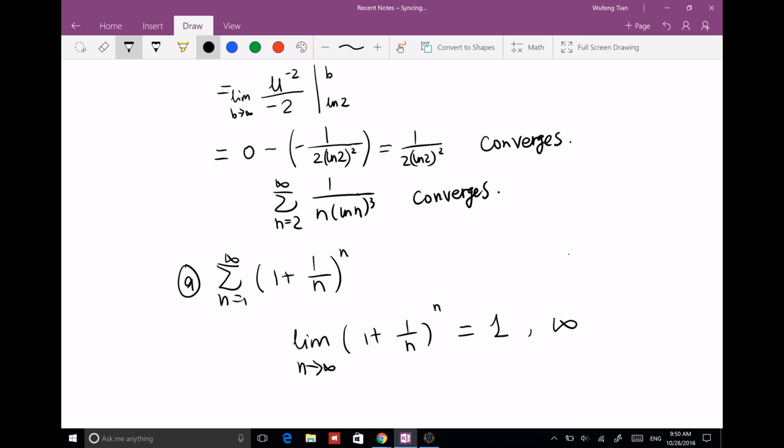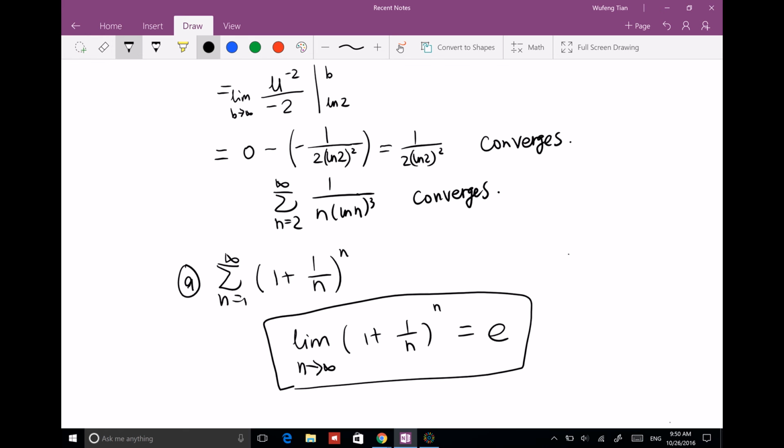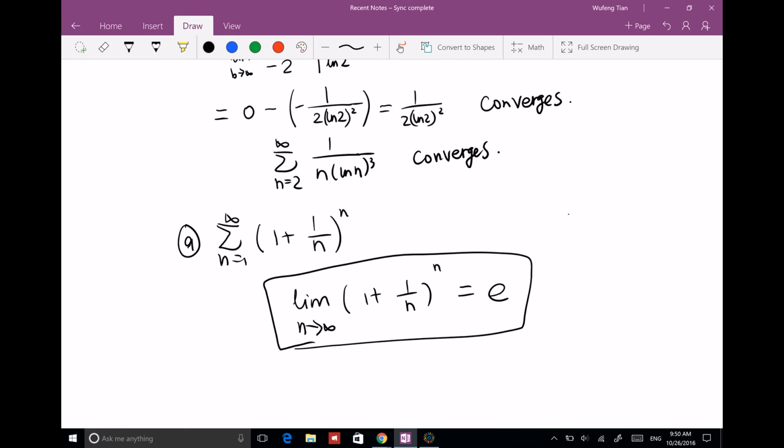Is it E? Who said E? I don't see very clear. Okay, E is very good. It's a very impressive answer. You still remember this? Yes, it is E. Very good. Thank you very much. This is a very impressive answer because sometimes you forget. We did this example maybe 3 weeks ago, and 1 plus 1 over n to power n equals E.